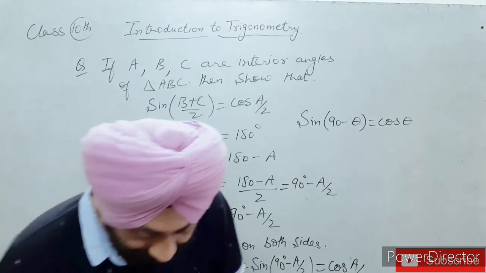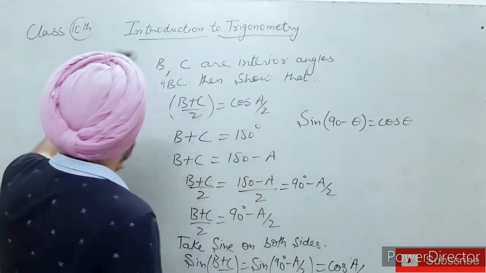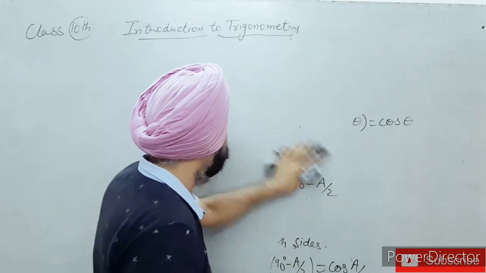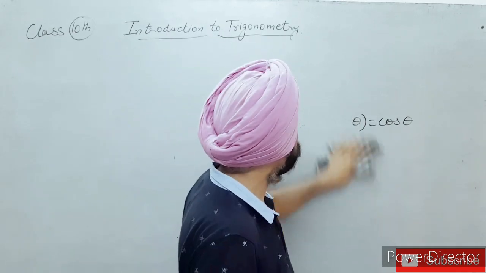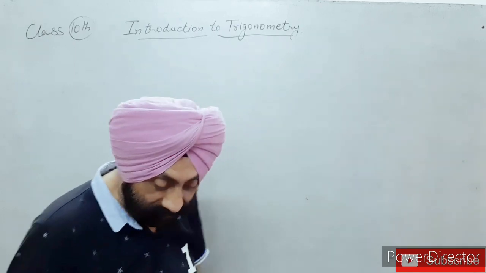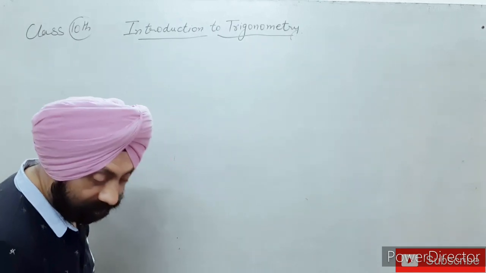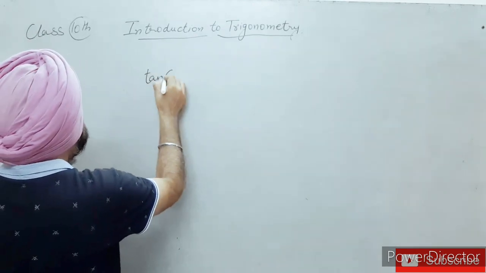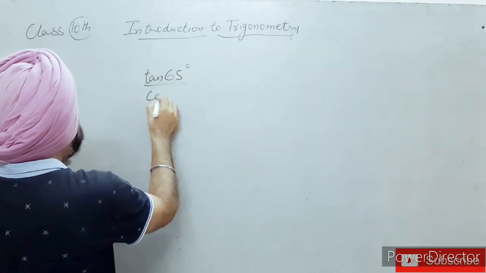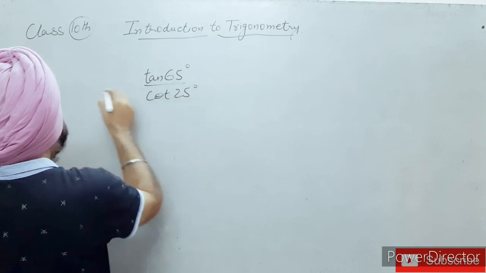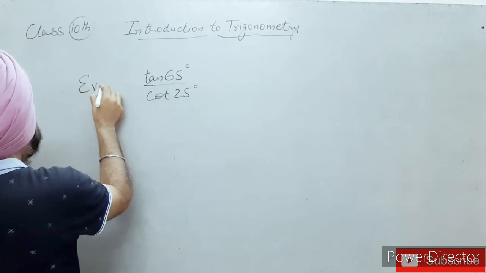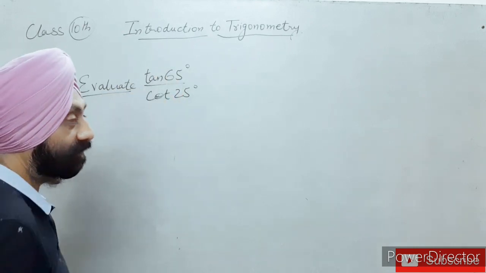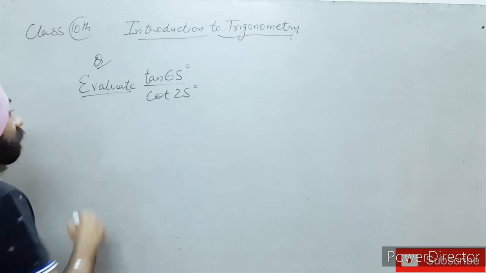Now, a very, very easy sum. It usually comes as a 1 mark question in your board exam. Now, it's given: evaluate tan 65 upon cot 25 degrees. Evaluate this.